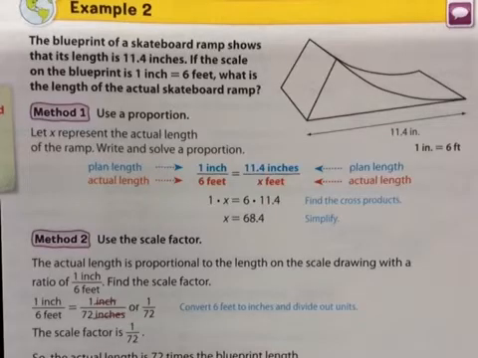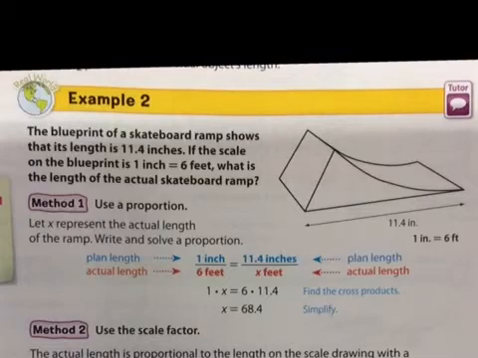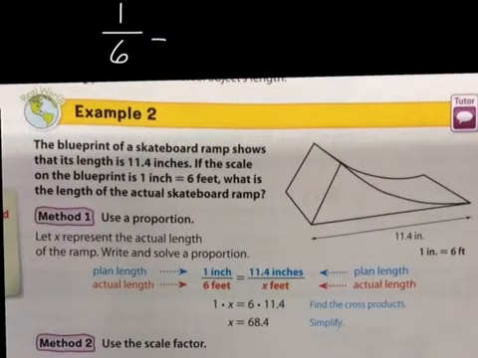So here we have a model of a ramp. The blueprint of a skateboard ramp shows that its length is 11.4 inches. If the scale on the blueprint is 1 inch to 6 feet, what is the length of the actual skateboard ramp? So here we go. Every 1 inch is 6 feet. So we could write something that looks like this. For every 1, we have 6.